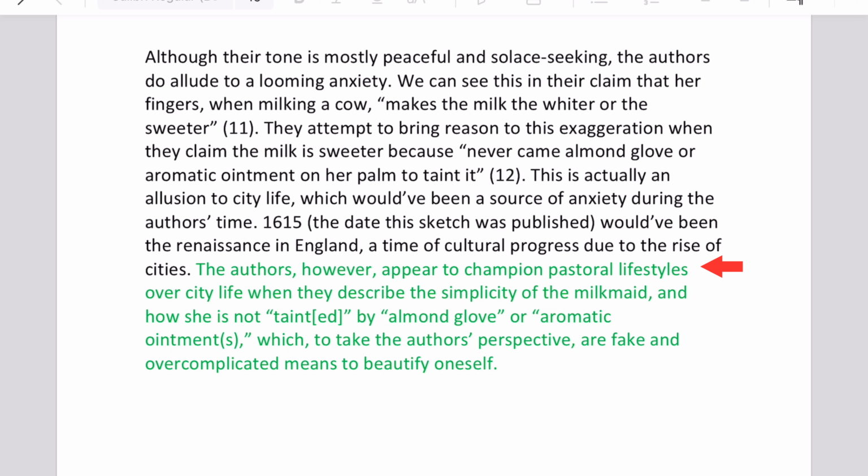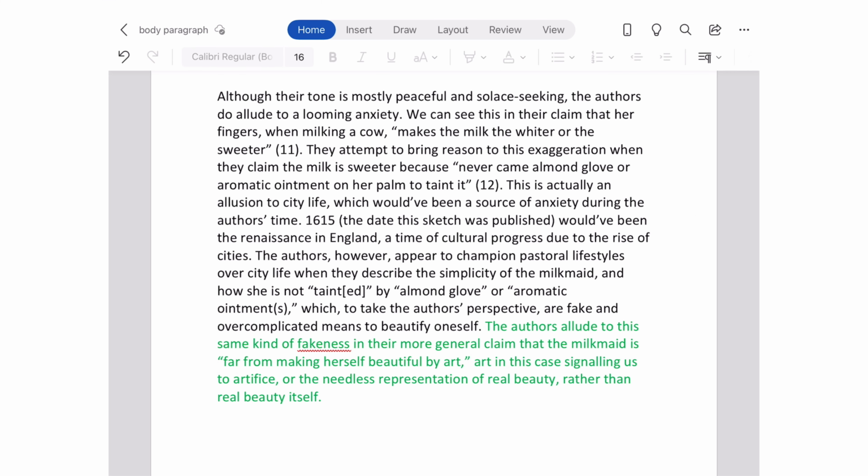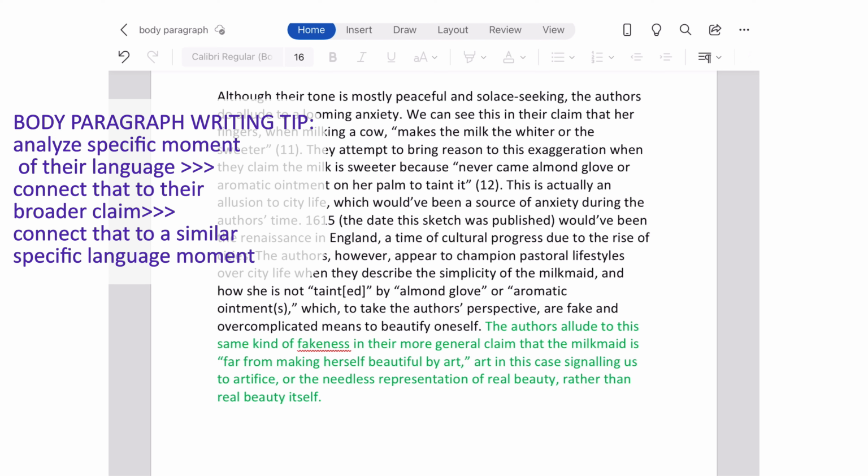And then I offer something more concrete along those lines later in the sentence when I say almond gloves and aromatic ointments are fake and overcomplicated means to beautify oneself. When the authors say this, it is them championing pastoral lifestyles. Okay, another important thing you need to do in each body paragraph is connect the very specific, languagey, words-based stuff you're talking about, link it to a broader claim that the authors have and another rhetorical device that they're using.